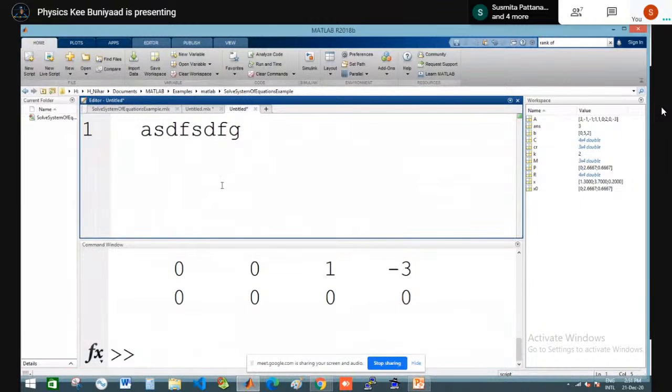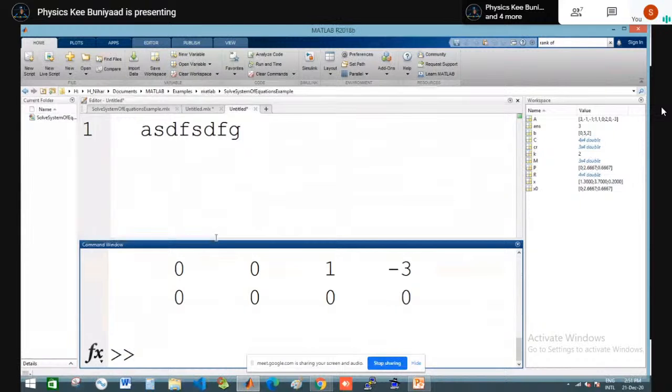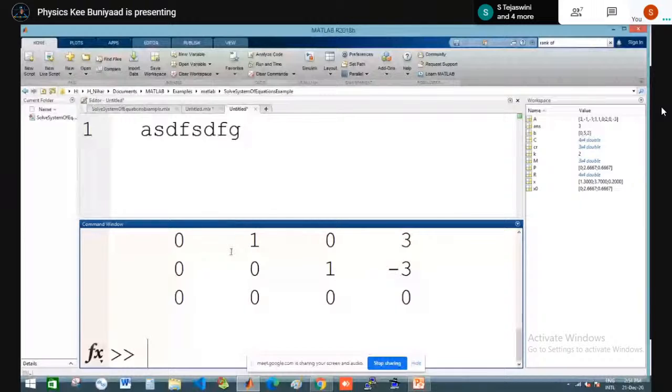This is the script editor window, and at the bottom is the command window. How do you distinguish between the command window and the script window? In the command window, you will always find the command prompt, which is two greater than signs. After fx there are two greater than signs. Those are called the command prompt. It is prompting you to give a command, which is why it is called a command prompt. Where your cursor is blinking, that is the command window.